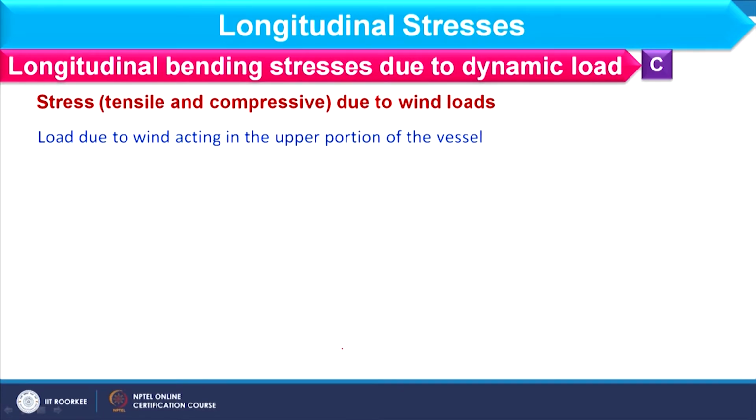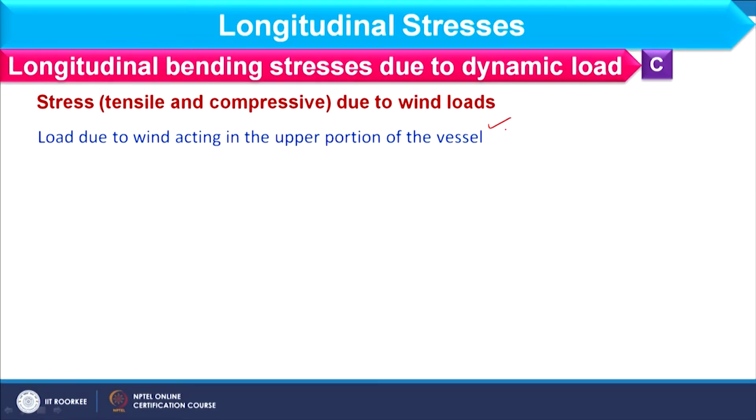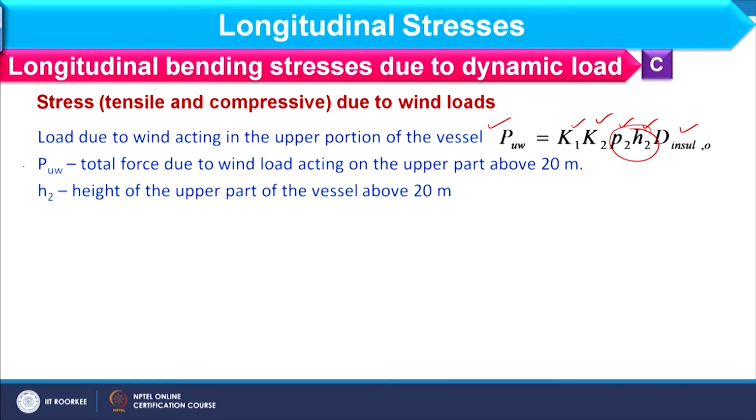So, in this way we can count the load at the bottom part of the vessel, and now we will discuss load at the upper part of the vessel. So, this can be considered as PUW, K1, K2, P2, H2, D insulation outer. So, the expression is the same, only P2, H2 will differ. PUW is the total force due to wind load acting on the upper part, and that should be beyond 20 meter, right. H2 is the height of the upper part of the vessel above 20 meter. So, let us say your total height is 45. So, H2 should be 25 now.